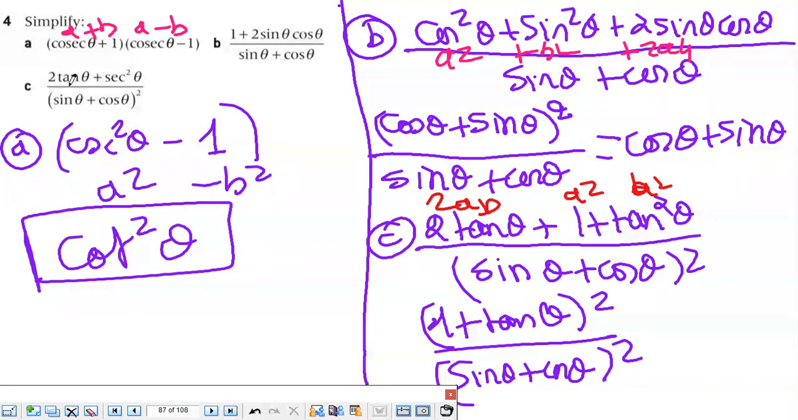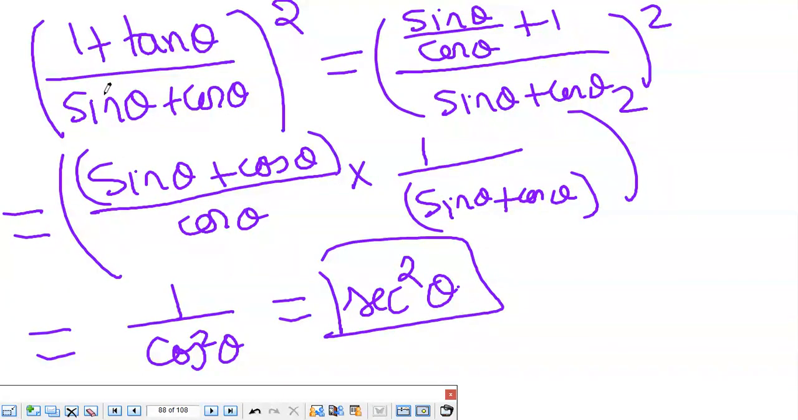The last one: 2 tangent theta plus secant squared theta. I replace secant squared by 1 plus tangent squared. And I can see another identity. This is a squared plus b squared plus 2ab, so it's a plus b squared, now all of it squared. And then instead of tangent, because to be able to simplify, it should be all sine and cosine, I will write sine theta over cosine theta.